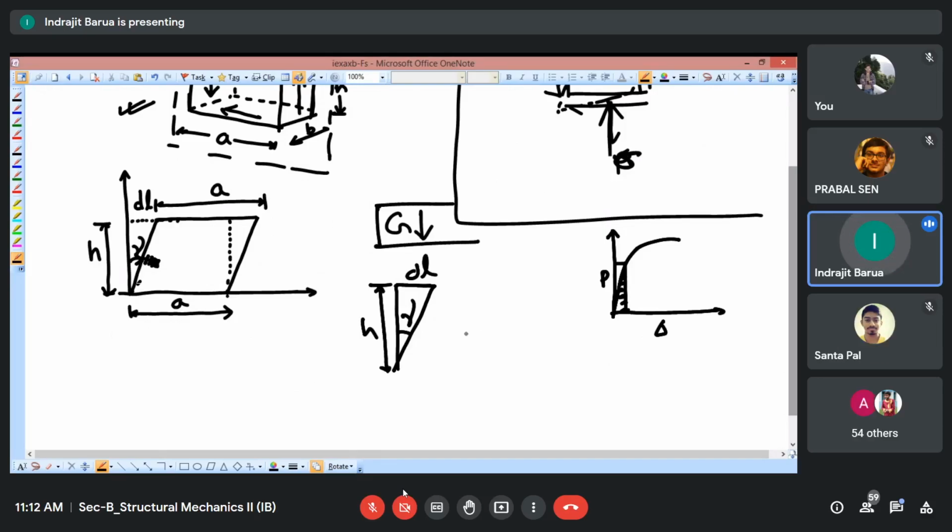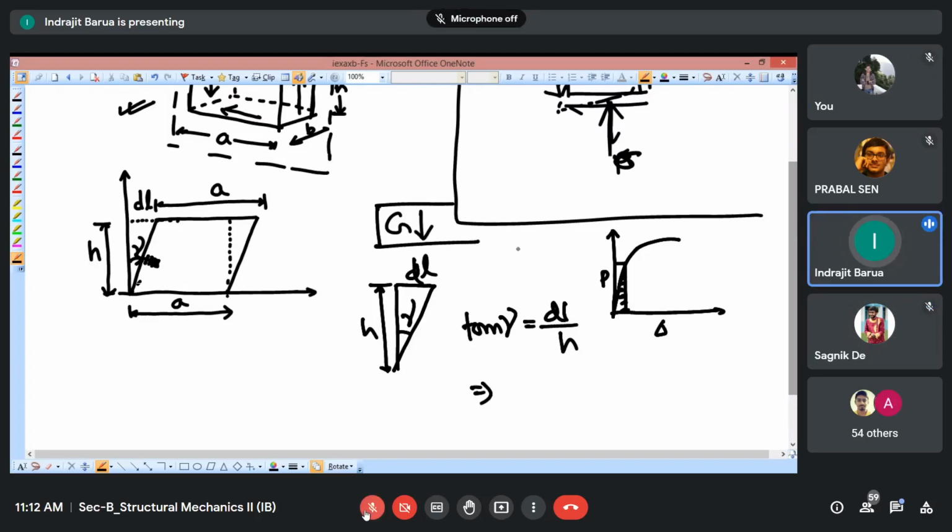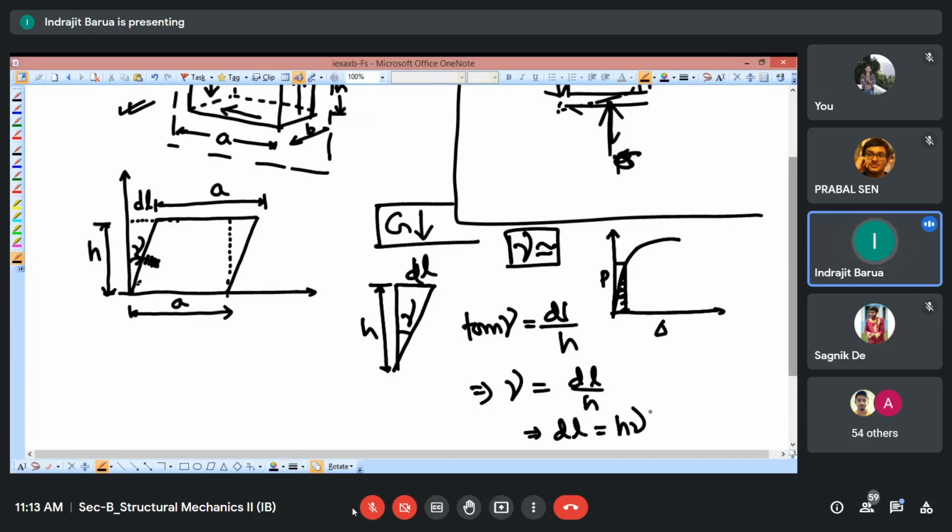So how can we relate it, how can we get DL? We can do tan gamma equals to how much? Tell me. DL by H. Obviously here, as we have seen, the gamma will be very, very small. Gamma is a very negligible value. For that reason, we are taking gamma equals to DL by H, just removing the tan. And to do that, we get DL equals to H into gamma.